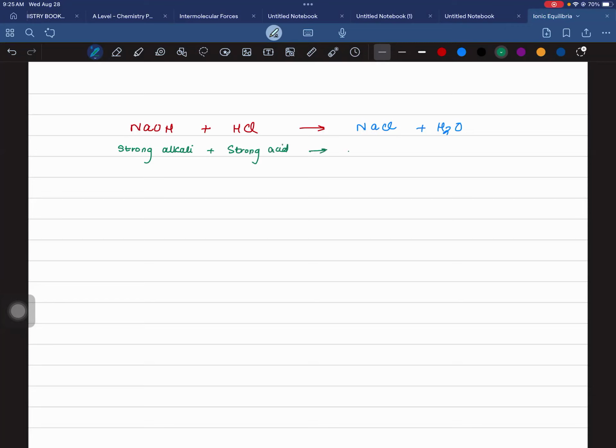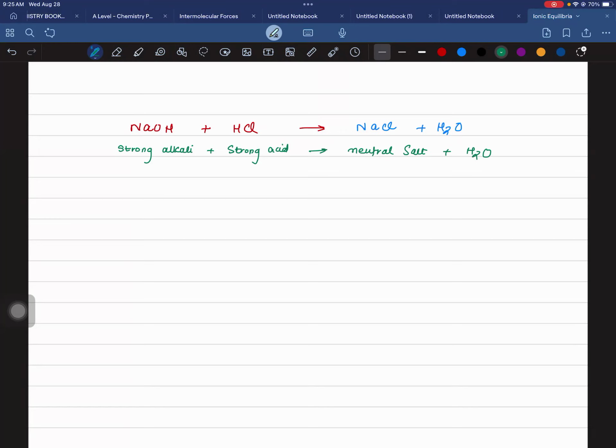It produces neutral salt. So remember, there are multiple salts. We may have neutral salt, we may have acidic salt, we may have alkaline salt. When you want to prepare any neutral salt, you are supposed to react a strong acid with a strong alkali, and it's going to produce a neutral salt.